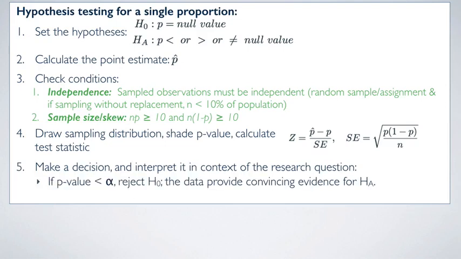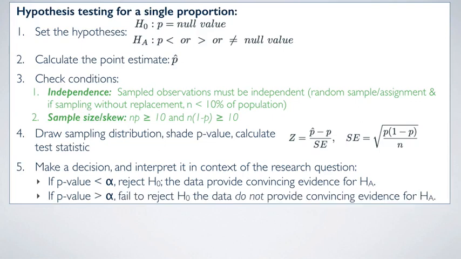If the p-value is less than our significance level, we reject the null hypothesis, and we decide that the data provide convincing evidence for the alternative hypothesis. If, in fact, the p-value is greater than our significance level, we fail to reject the null hypothesis and conclude that the data do not provide convincing evidence for the alternative hypothesis.